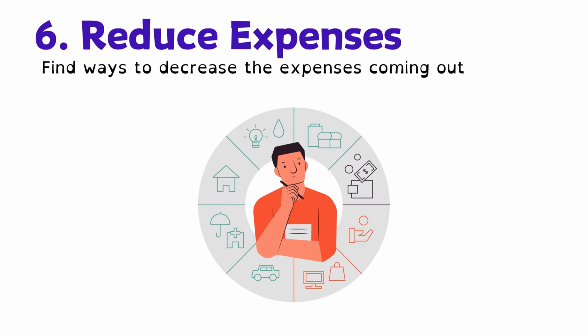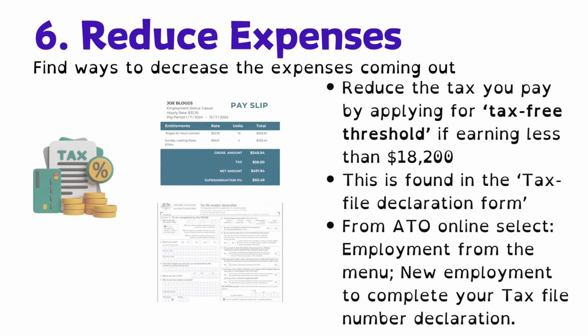6. Reduce your expenses. Look at all your living expenses and consider the ways you can bring these down. You could look at reducing your tax payments. If you earn less than $18,200 a year, you may consider applying for the tax-free threshold, meaning you get little to no tax taken out of your pay.